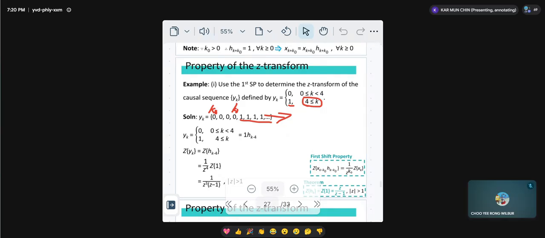Then when you have the Z transform of 1, you will be able to get z to the power of 4 multiplied by this, so z over z minus 1. Then you simplify, this one becomes 3. So you get 1 over z cubed multiplied by z minus 1, and z is more than 1.